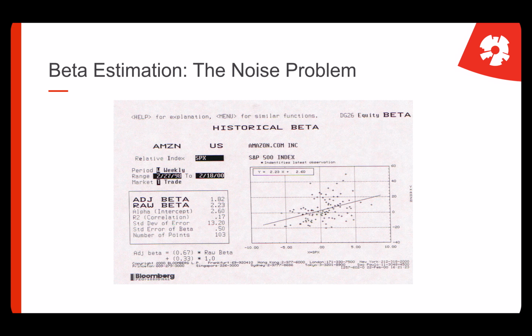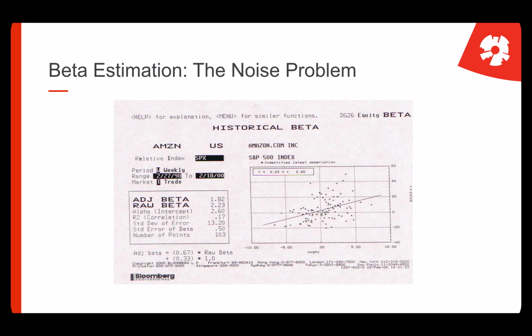Here is an example with Amazon in its early days. The raw regression beta is 2.23, which is extremely high risk relative to the market. Bloomberg automatically adjusts this to 1.82, but notice that the R squared value is only 0.17, which means only 17% of the variation in Amazon returns is explained by movement in the overall market. The other 83% is firm-specific noise.